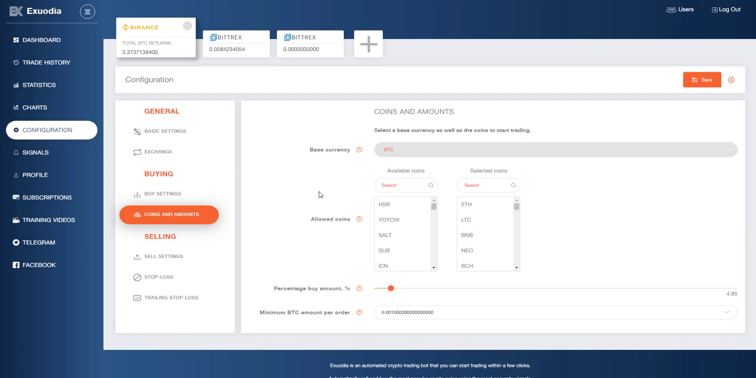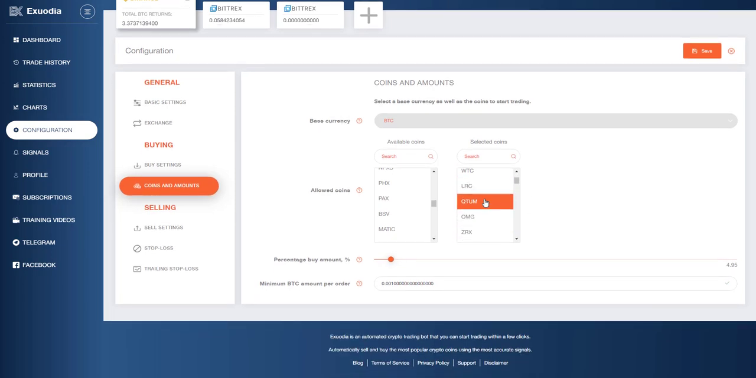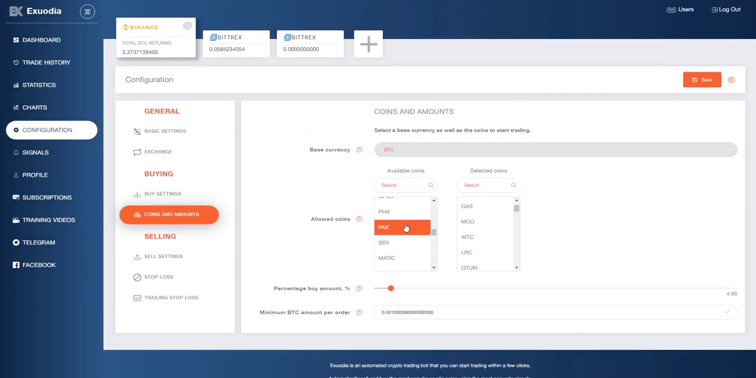Now, what I really want to talk about is the available coins and the selected coins. There are coins that you can select for Exuodia not to trade. This is the pool that's do not trade, and this is the selected coins that you're going to allow the Exuodia trading bot to trade. Depending on your strategy, you can select all of these, and if you click it from over here, it's going to be taken to this tab. When it goes to this tab, that means if a signal comes in, and it's one of these coins, it's going to execute the trade.